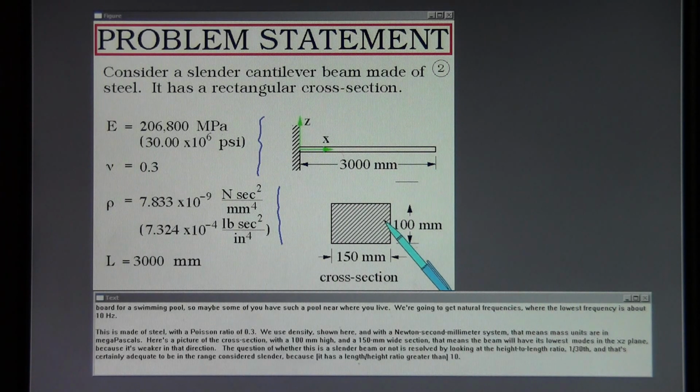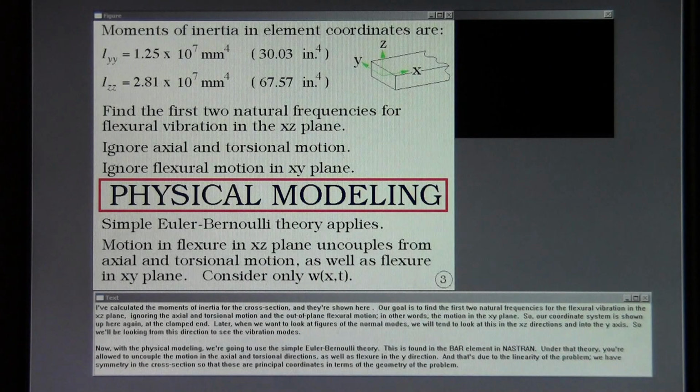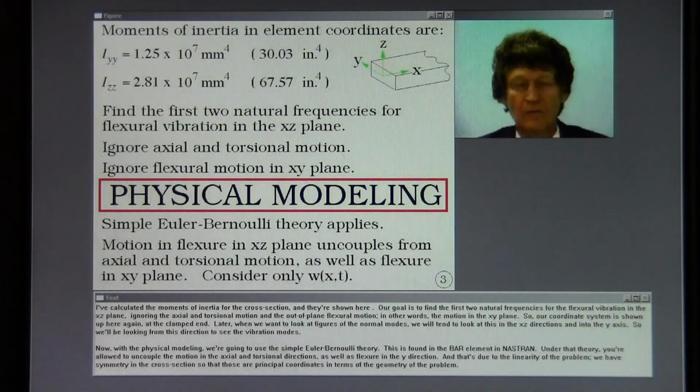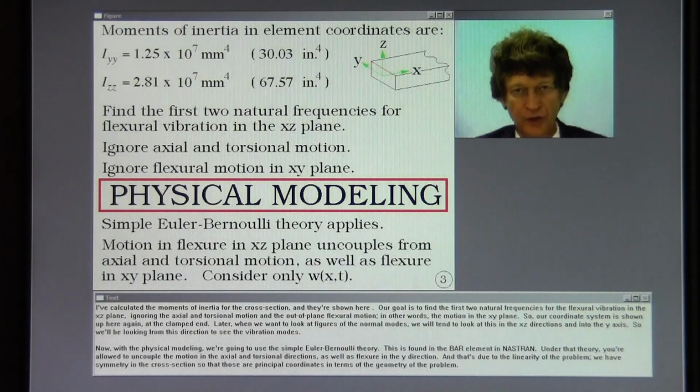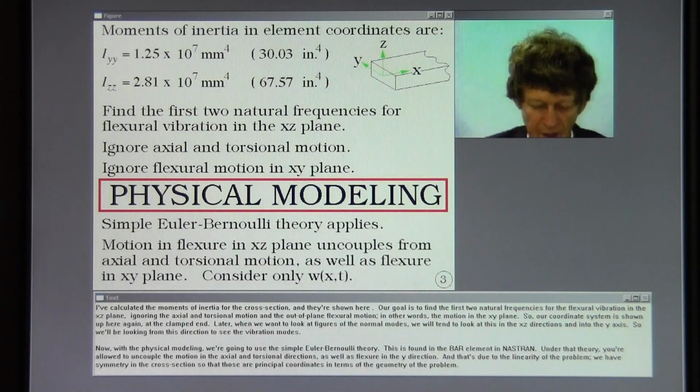The question of whether this is a slender beam or not is resolved by looking at the height to length ratio, 1/30th, and that's certainly adequate to be in the range considered slender because it's greater than a ratio of 10. I've calculated the moments of inertia for the cross-section, and they're shown here.